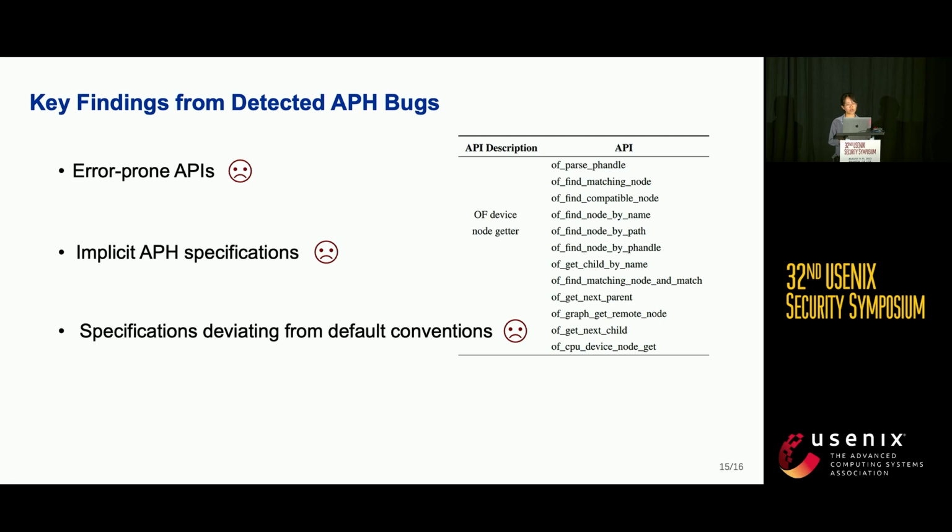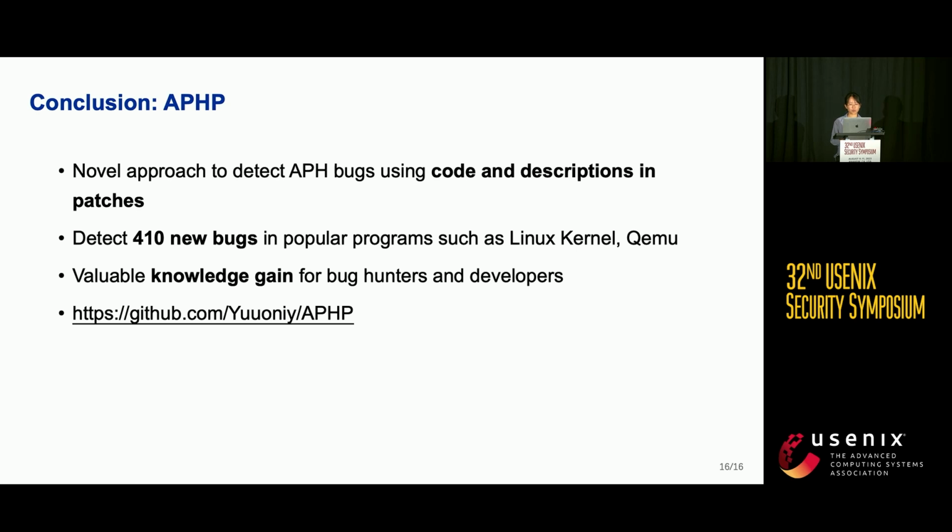Our findings offer valuable insight into the characteristics of APH bugs and aid the community in both fixing and preventing such bugs. To summarize, our study proposed a novel approach that detects APH bugs using code and description in patches. APHP detects numerous new bugs in popular programs like the Linux kernel and QEMU. Based on these bugs, we also provide valuable insight for the community. APHP is also open source and available on GitHub.